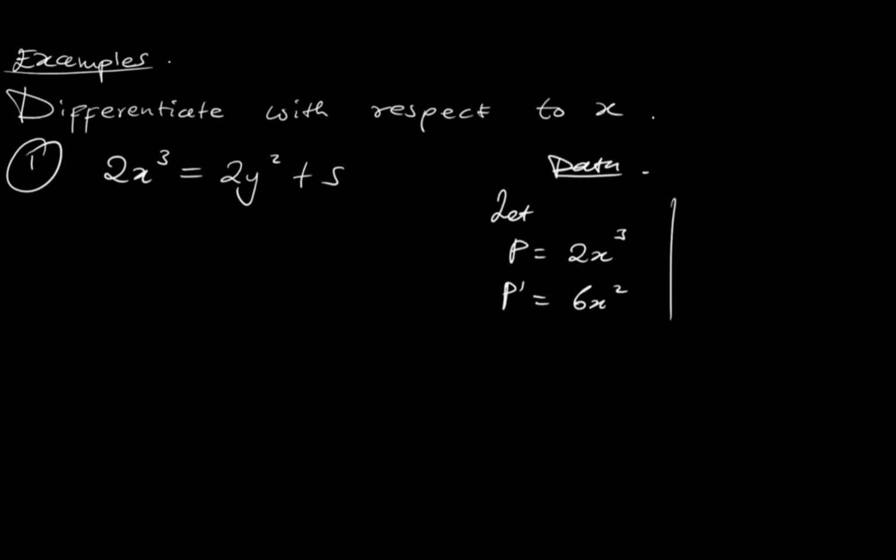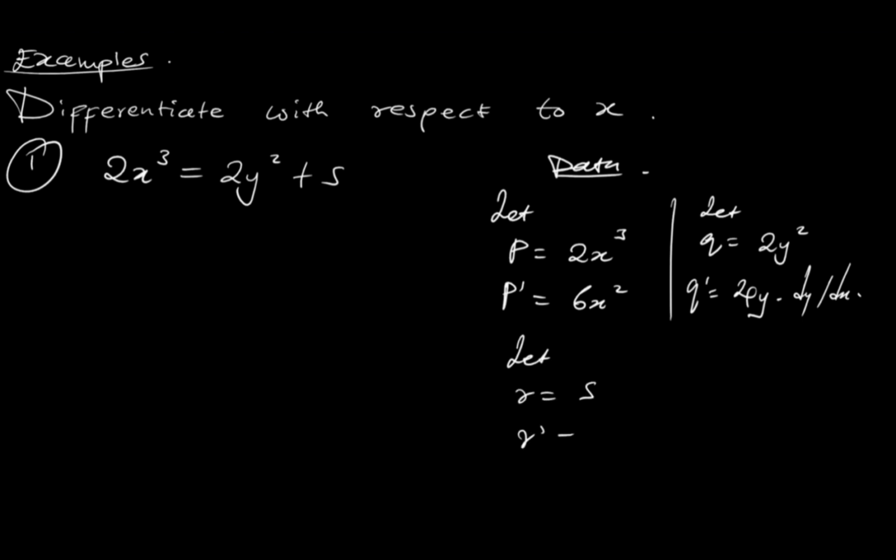The second term, I'll do the same. I will let the second term be some variable, say q. So let q equal 2y squared. Now, if you differentiate this with the power rule, q prime will be 4y. The moment you differentiate a y term, remember to add dy over dx. Then lastly, we have the constant 5. So let r equal 5, and r prime is 0.